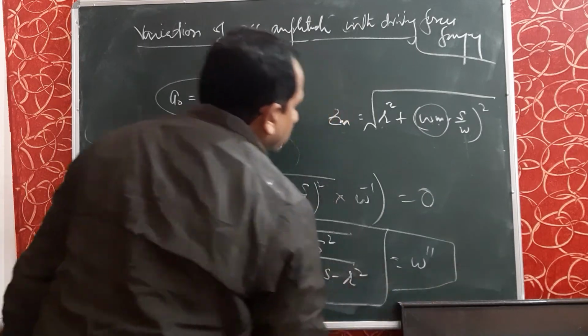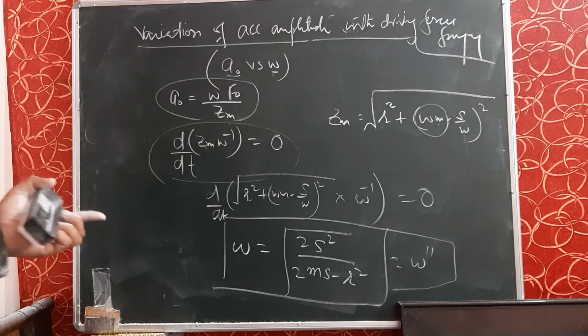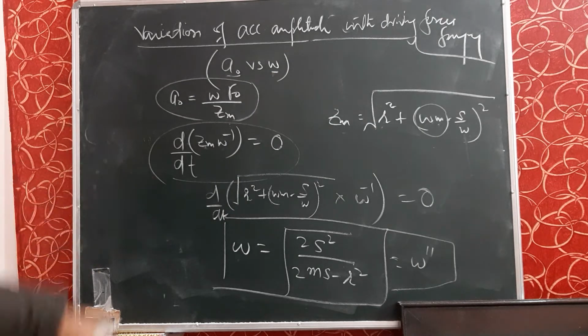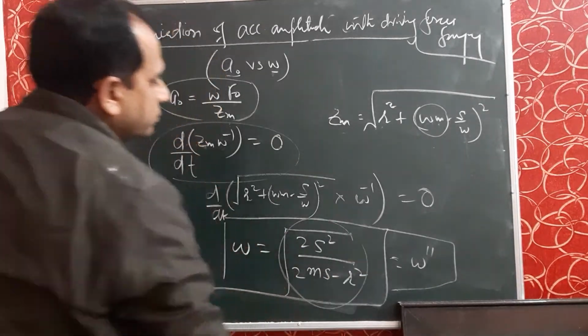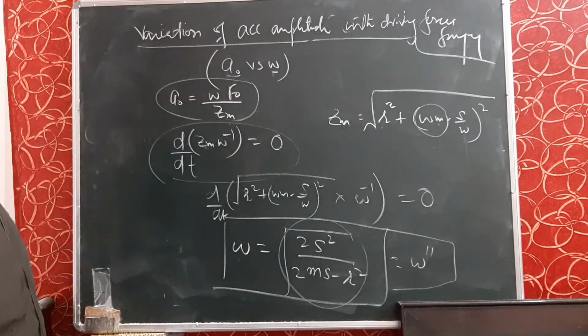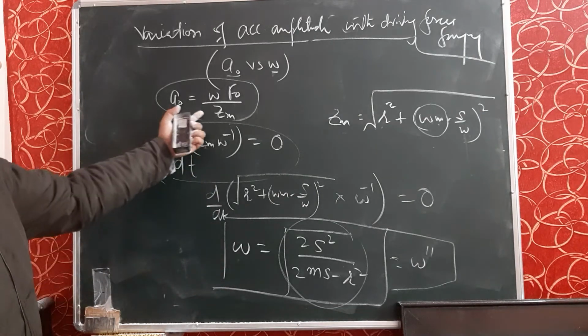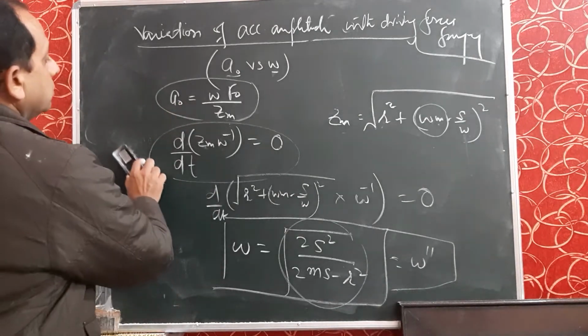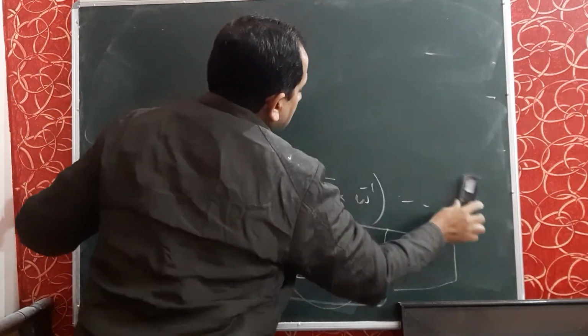frequency. I have put this frequency as omega double dash because we have used omega naught and omega dash in the previous articles. So this is a new frequency, and I have put it as omega double dash. This is the resonance frequency. It is the frequency at which acceleration becomes maximum, because we have derived this frequency from the condition of maxima. This is the resonance frequency.